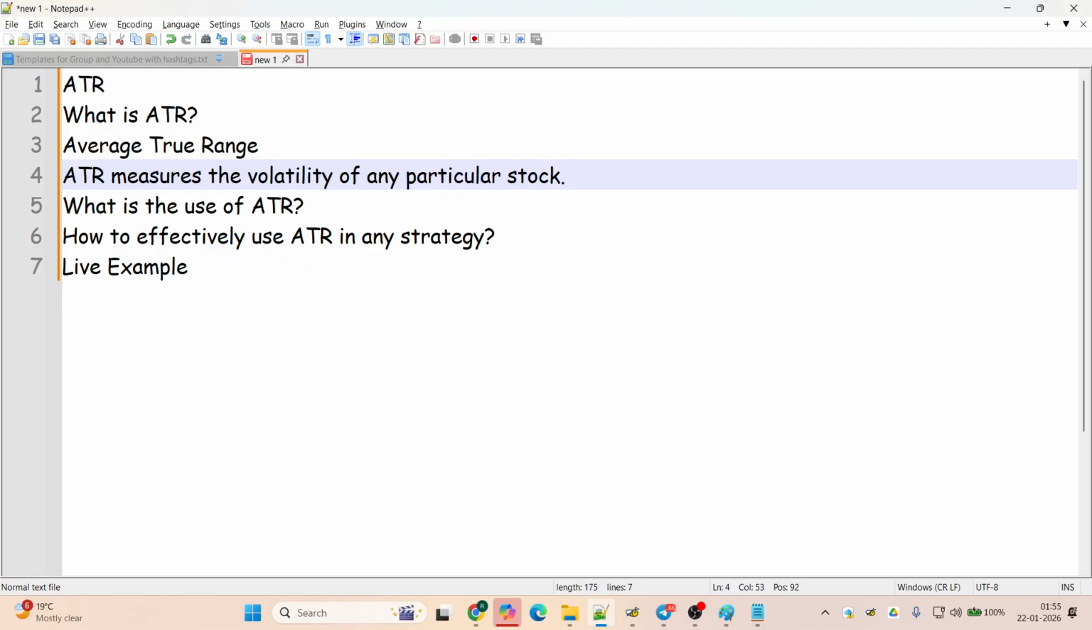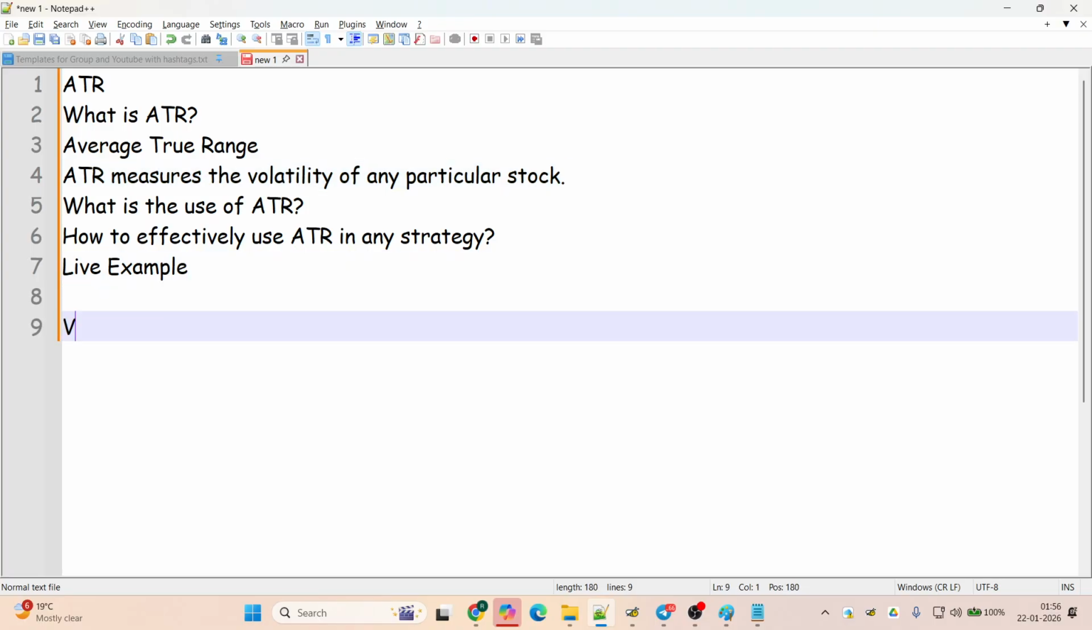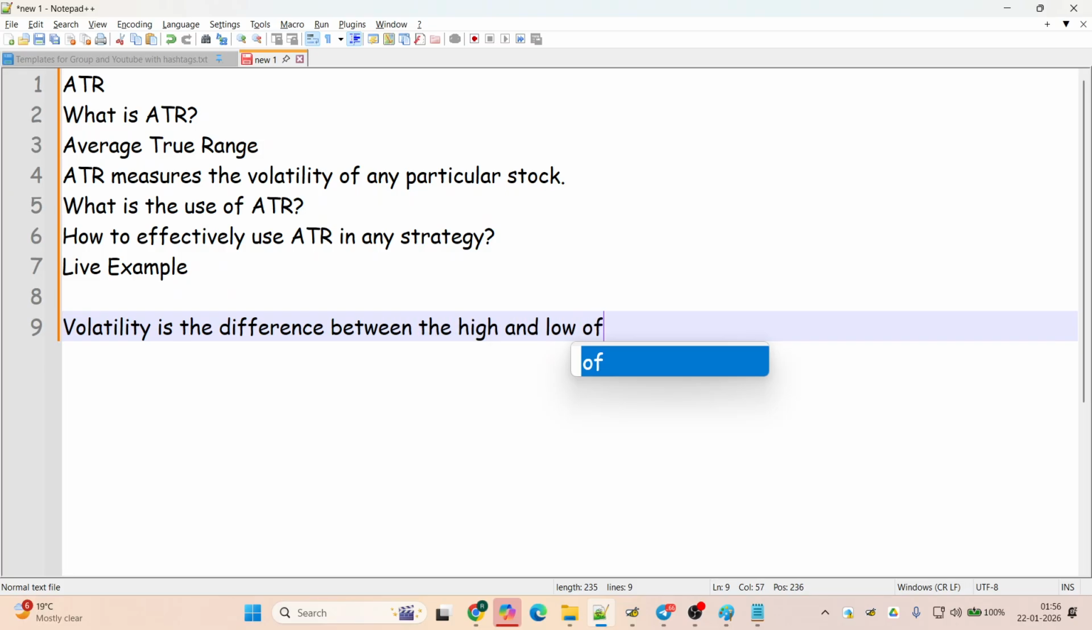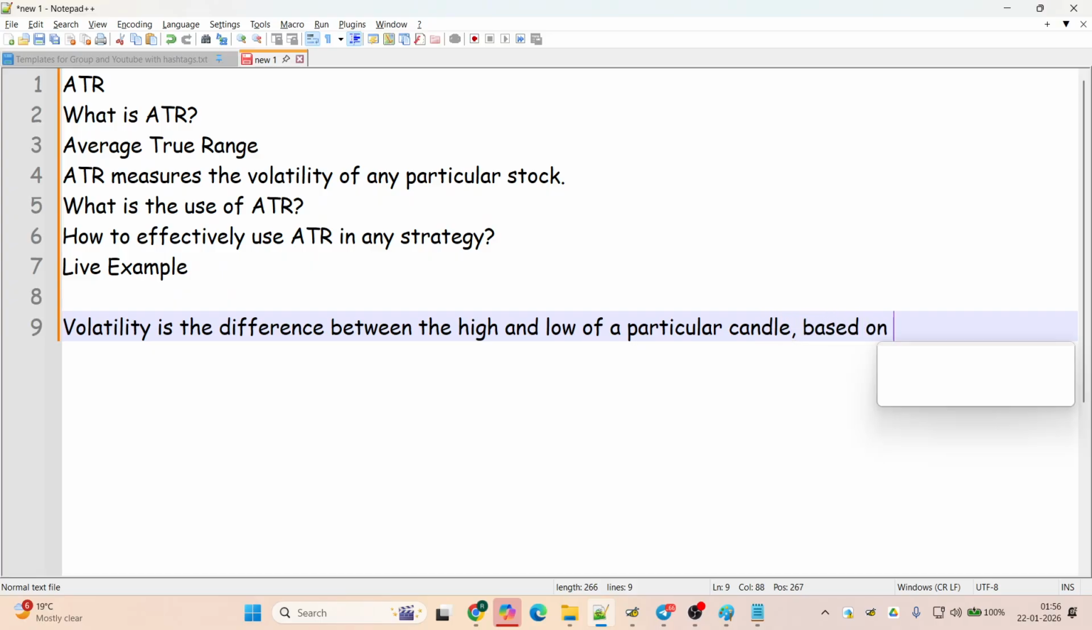Now, guys, you'll ask a question. What do you actually mean by volatility? Okay, I'll answer that. Volatility is the difference between the high and low of a particular candle based on the time frame. Okay, guys, let me give it to you with the paint example.